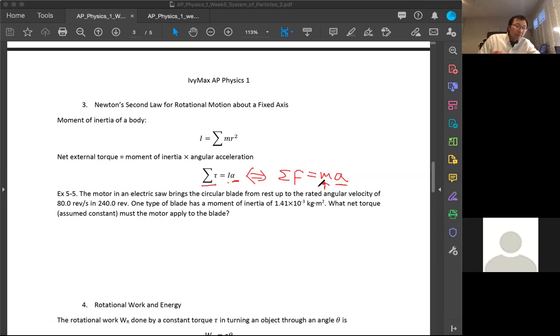Otherwise, if m is smaller, it'll be pretty easy to change. Similarly, if the system has a larger moment of inertia, it will be very hard to change the status of rotational motion, right? It will be hard to rotate. If the system has a relatively small moment of inertia, it will be easier to rotate. So that is actually a property of your system, right?